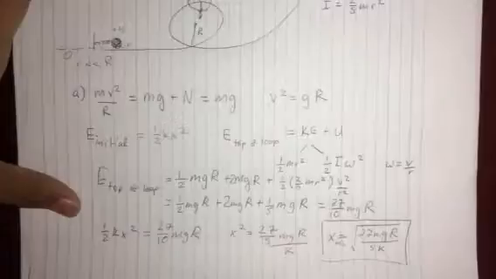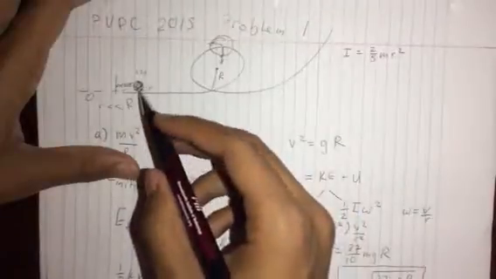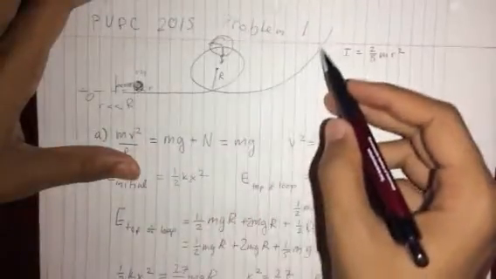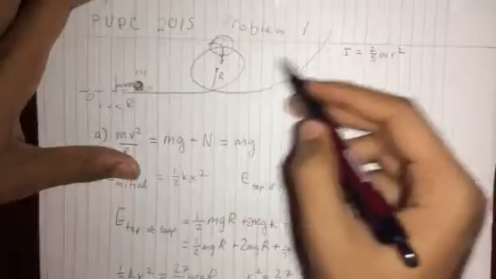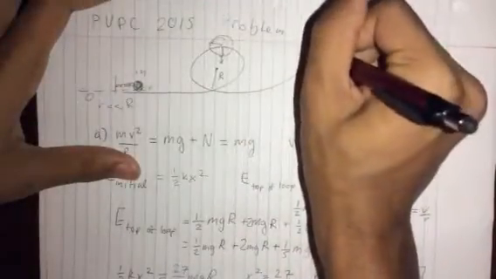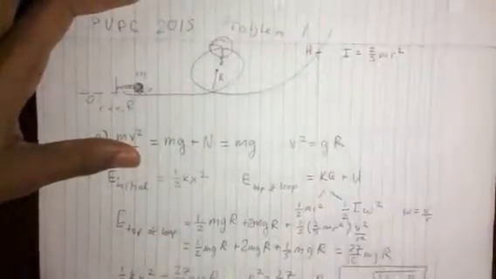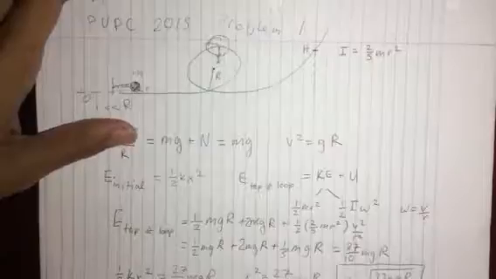The next part of the question asks, if you do that, how far up the ramp does it get? If this is the height h along the ramp, what is h? We can figure that out using conservation of energy too. Let me get another piece of paper.